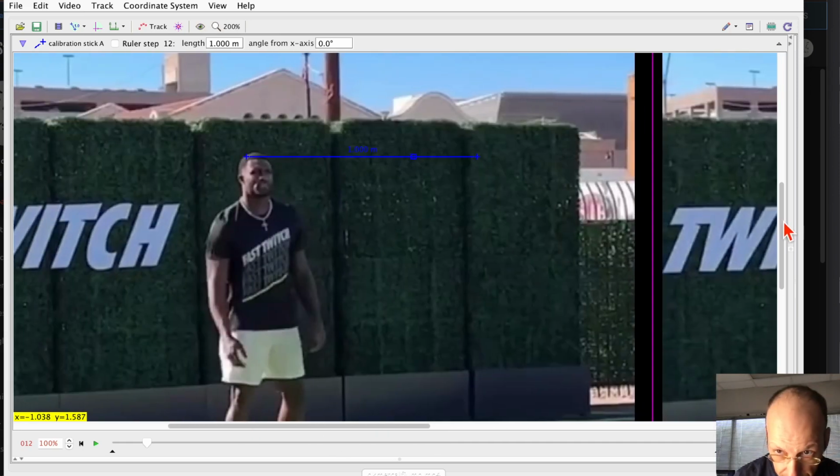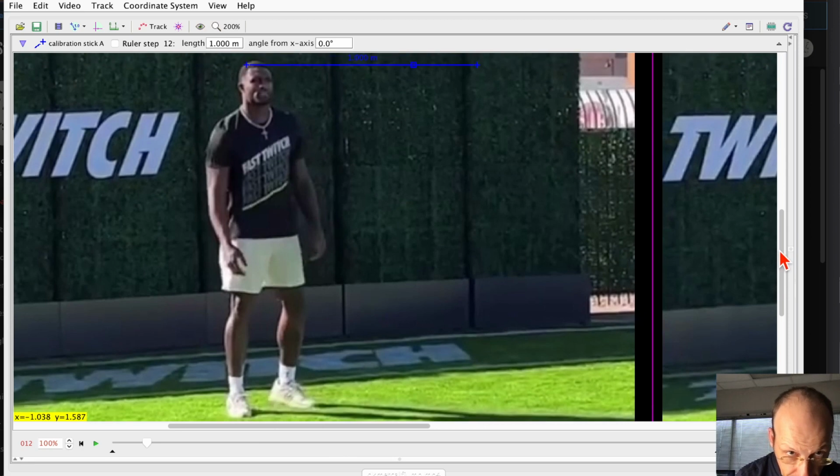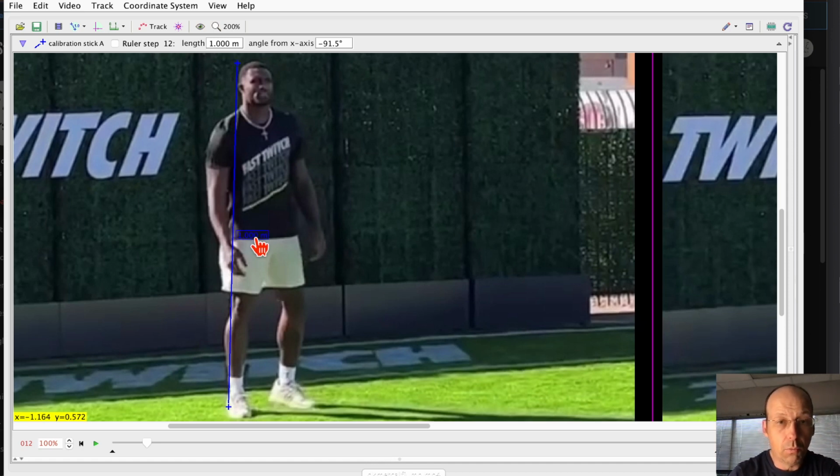I need to put this at the top and the bottom. So I'm going to kind of approximate. There's his heel to his head right there. Let's say that's 1.93 meters. So I'm just going to type in here 1.93. Okay, total approximation anyway, it doesn't really matter.